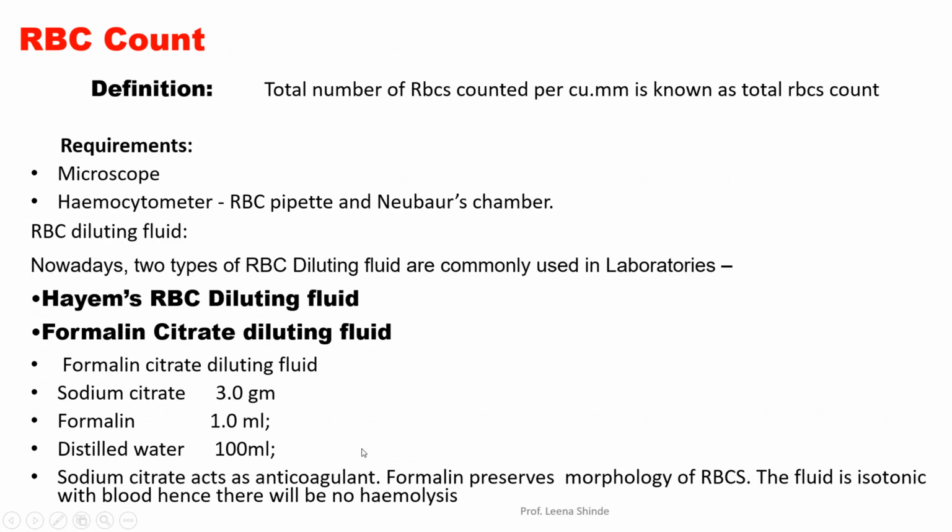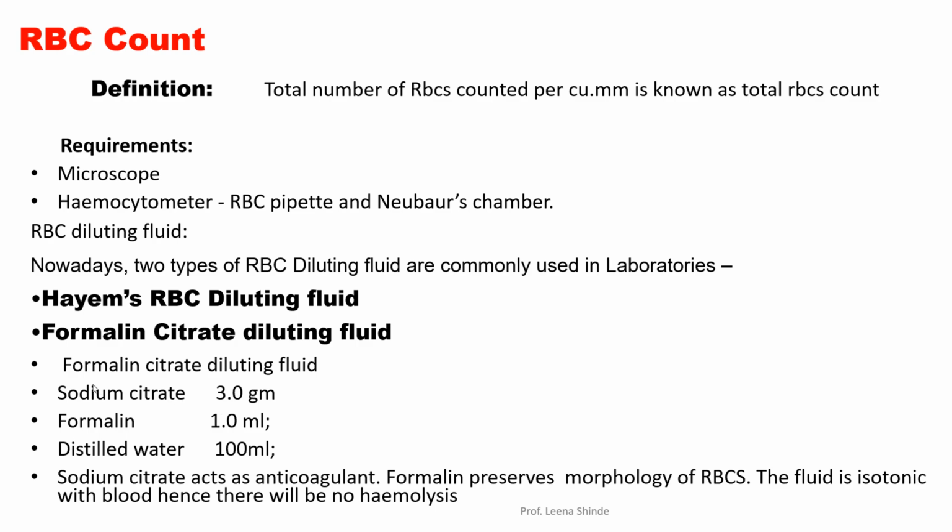So first see the definition of total RBC count. The total number of RBCs counted per cubic millimeter is known as the total RBC count. And for the microdilution method, the requirements are a microscope and a hemocytometer.